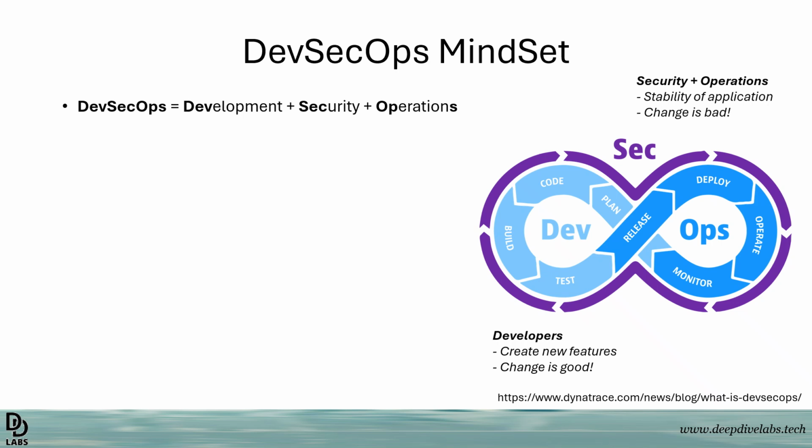If you look at developers, they are excited about creating new features. They think change is good, changing your code base. They are all for change. The mindset of a developer is looking at the future, creating new things. Whereas the mind of a security or operations person is the stability of the application. If something is already running, don't disturb it. So they come with a mindset that change is bad. So it's important to put these two mindsets together to make sure you're running the whole system well. That's the whole idea of DevSecOps.